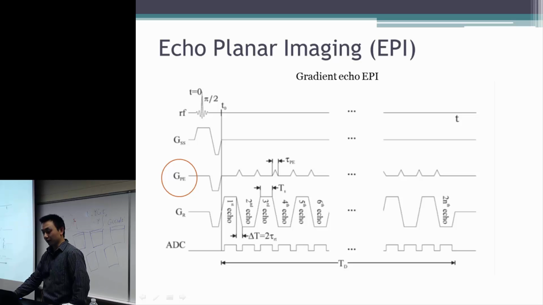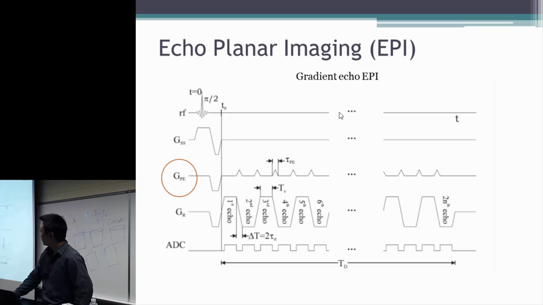When we do the single shot, we are most likely talking about echoplanar imaging, or the EPI image. There are two types of EPI image. The first one is the gradient echo EPI. It directly collects the FID signal that is generated by the excitation pulse. So here is the sequence diagram of the gradient echo EPI.